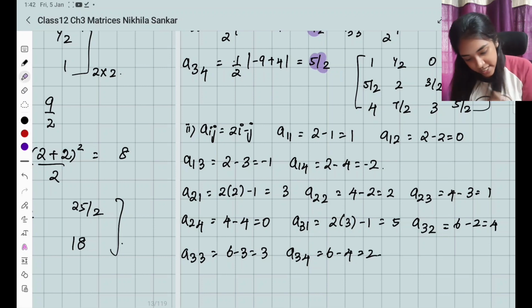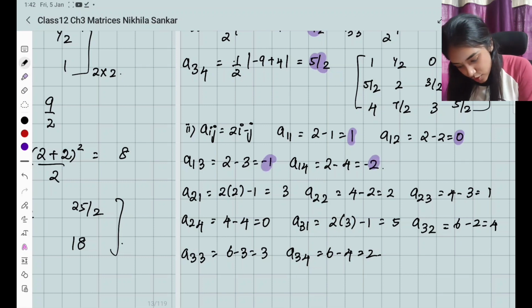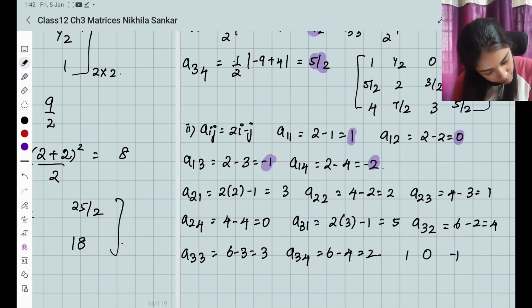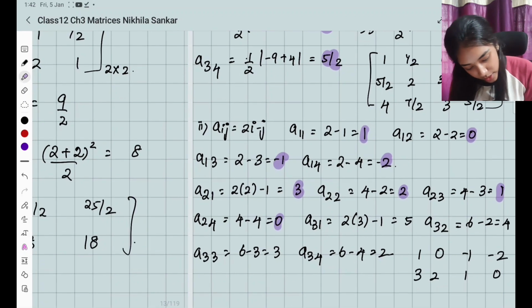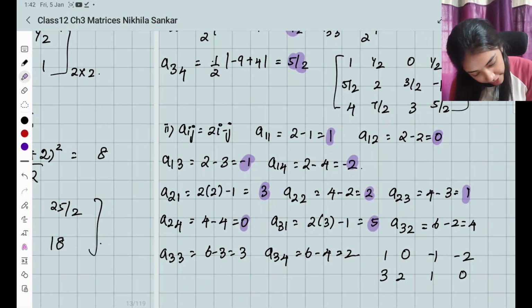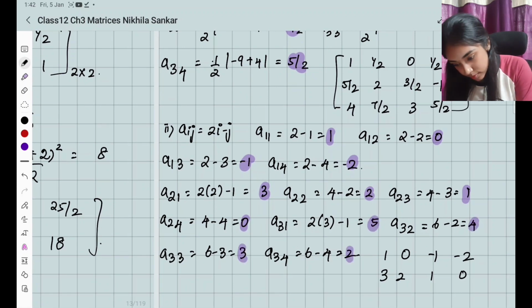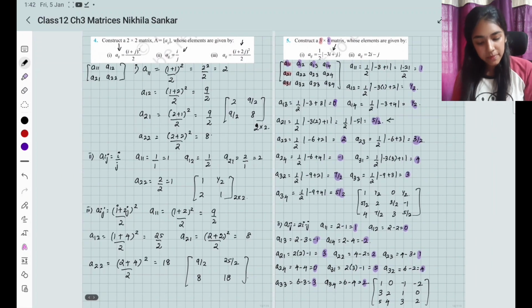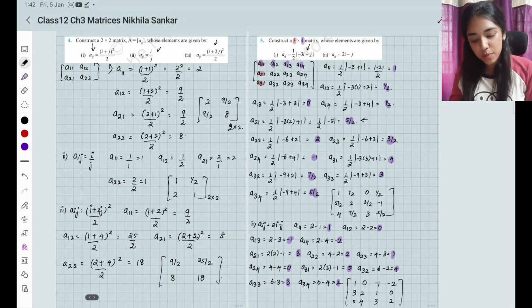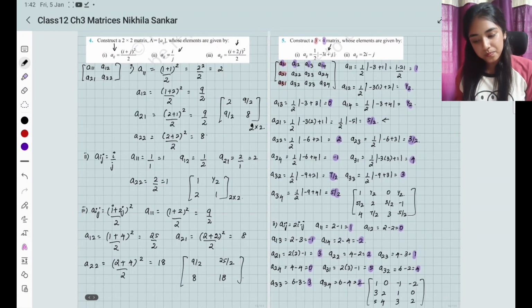Okay, now what are the first row elements? First row elements are going to be 1, 0, minus 1, minus 2. Second row elements are going to be 3, 2, 1, 0. And third row elements are going to be 5, 4, 3, 2. So this is going to be my matrix. Okay? Please copy. Very, very easy. You just substitute the values directly. It is easier if you do it along with me.